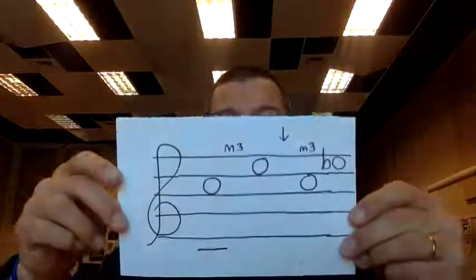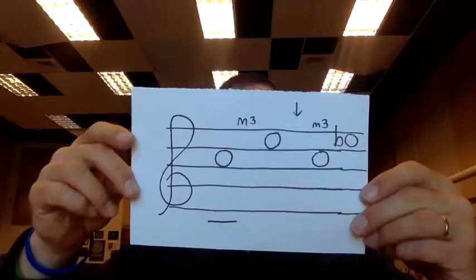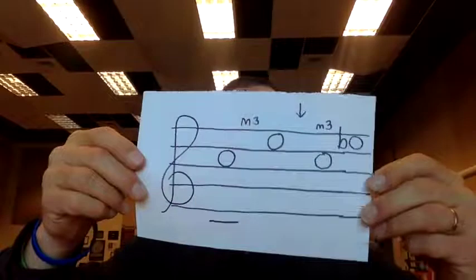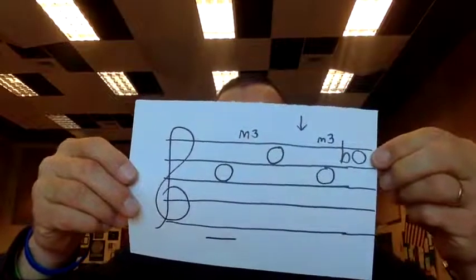Now if we take a major third and we lower it down half a step, then it turns into a minor third. Take a look at this example here. We have C to E, major third. We lower that third down half a step, and it becomes a minor third.